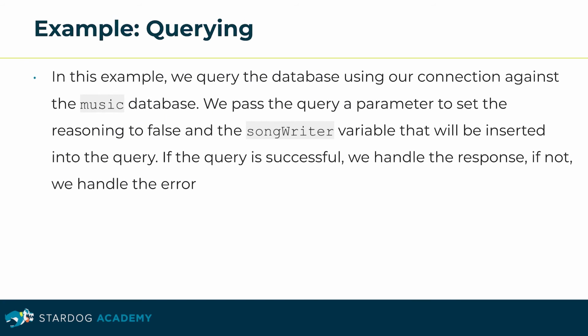In this example, we query the database using our connection against the music database. We pass the query a parameter to set the reasoning to false and the songwriter variable that will be inserted into the query. If the query is successful, we handle the response. If not, we handle the error.